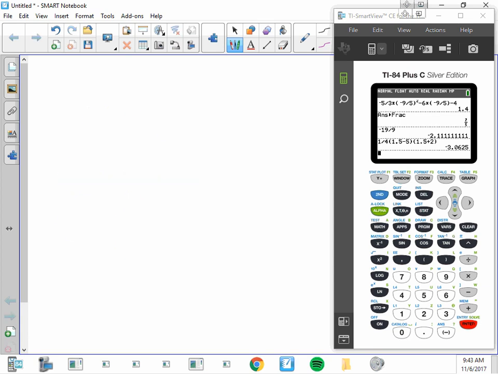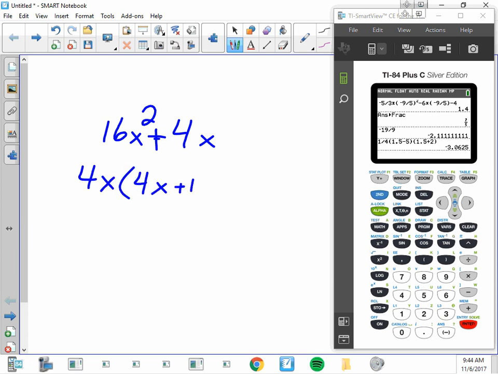What about this? 16x squared plus 4x. How do you factor that one? You have to pull a 4x out. 4x times 4x plus 1. There are no i's there. It's not a sum of perfect squares because 4x is not a perfect square. 16x squared is a perfect square, but 4x is not. So that one we would just use greatest common factor. Okay.